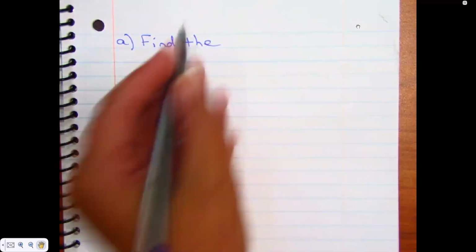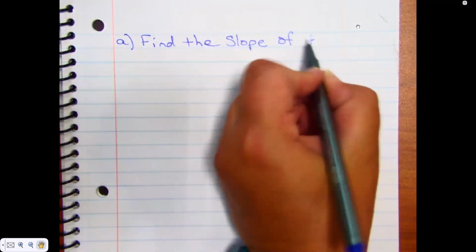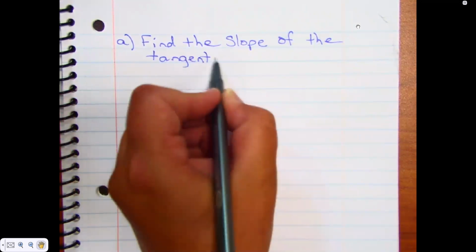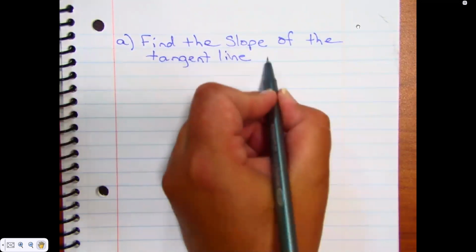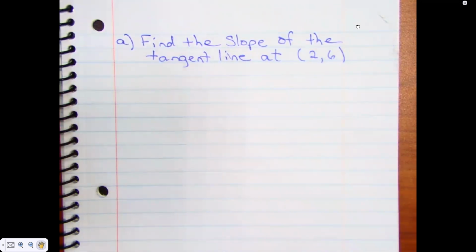Okay, so let's take a look. There are two parts. These are our examples. We'll see how many examples we can get to. If we get to 3, great. 4 would be perfect. So we'll see how we do. A, we're going to find the slope of the tangent line. We'll talk about that a little bit more, what we mean by tangent line, at 2, 6.